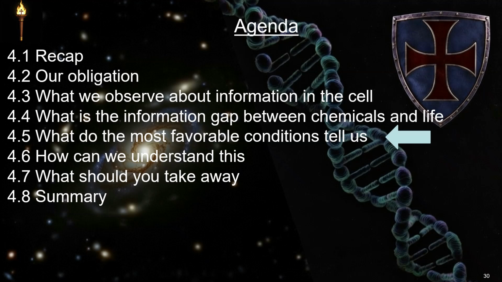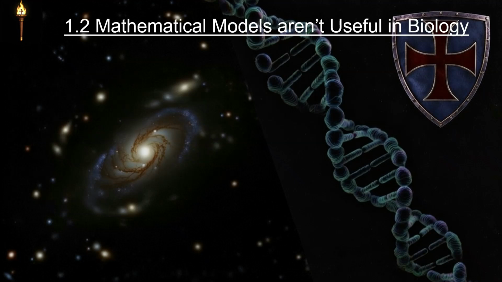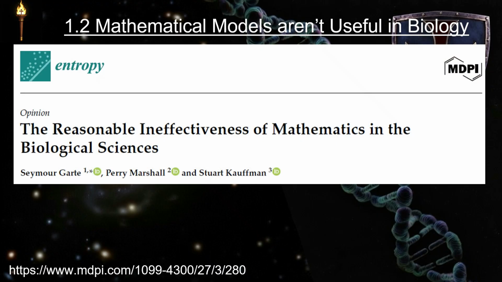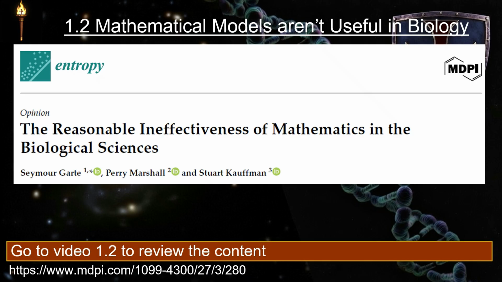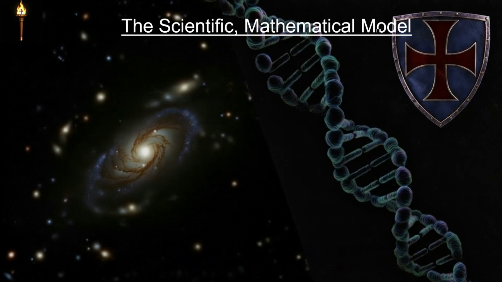So what do the most favorable conditions tell us? Well, as a recap, in video 1.2, we found out that mathematical models aren't useful in biology. I bring this up because I made that statement, and I want to acknowledge it and say it's still valid. If you want to understand it, please go to video 1.2 to review that content.